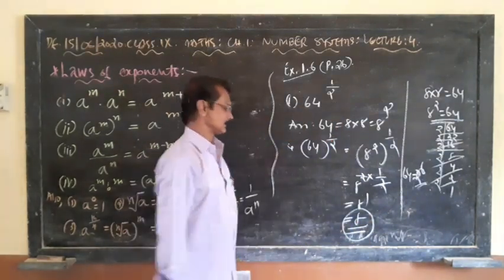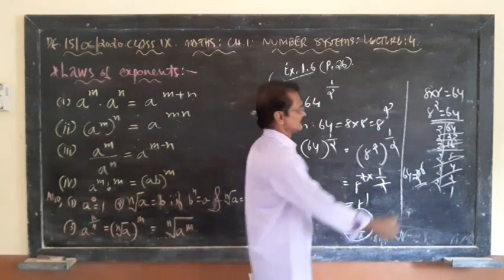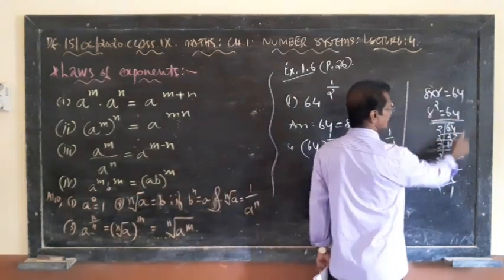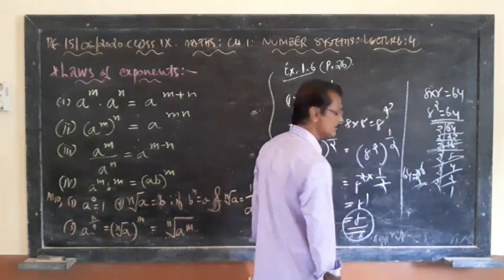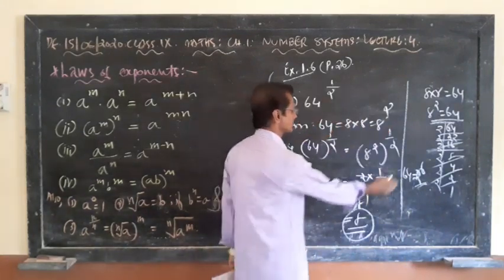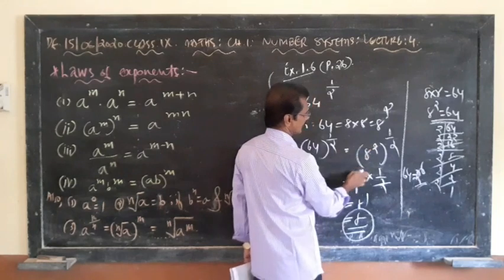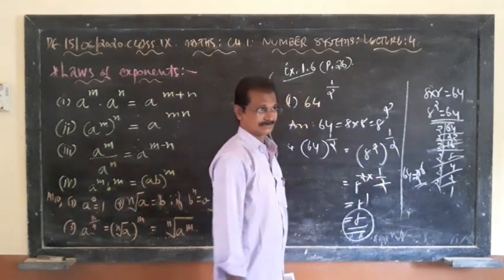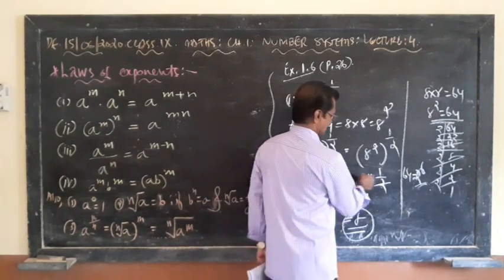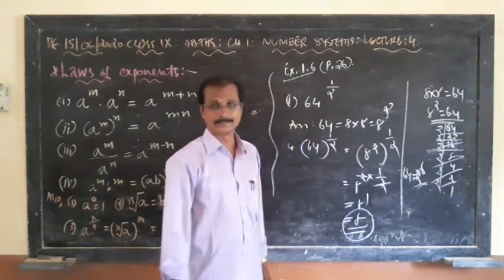So this is the method. I have told you that 8 square also equals 64 and 2 raised to 6 also equals 64. Now why are we not taking 2 raised to 6? Because if you take 8 raised to 2, then you can easily cancel these two numbers.